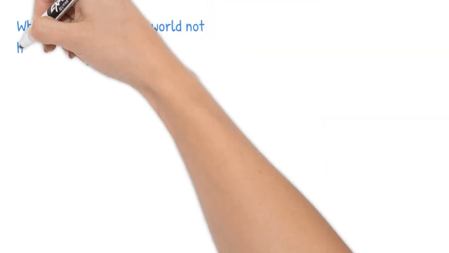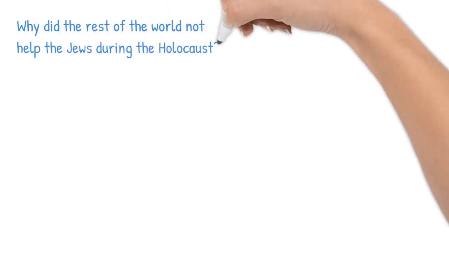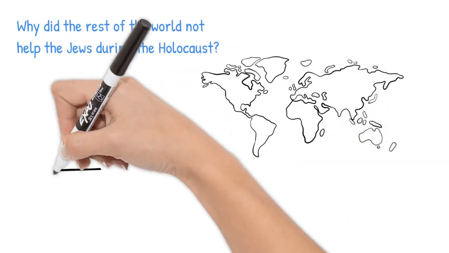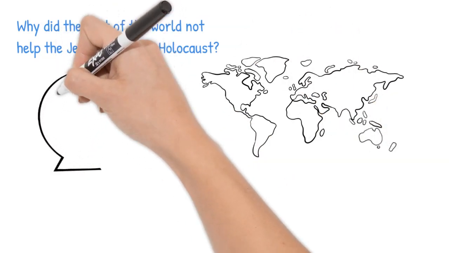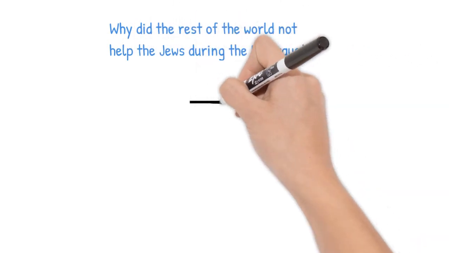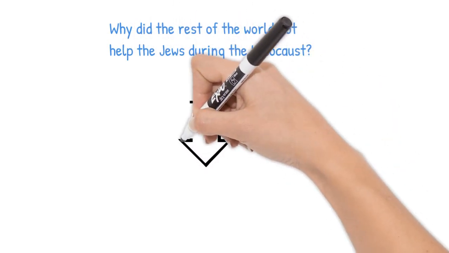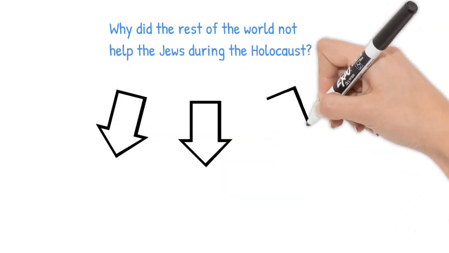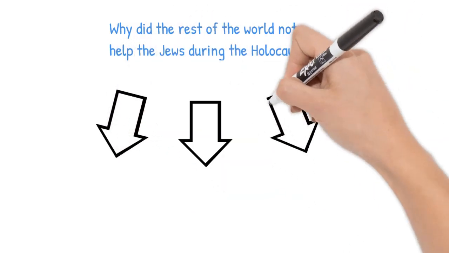So why did the rest of the world not help the Jews during the Holocaust? So we have to start somewhere. So what other countries could have helped them? And before we do that, we need to know what was going on in other countries. So let's stick to the Allies here. We won't include the Soviet Union because they actually made an agreement with Hitler near the beginning of the war in Europe. So then we have France, England, and the United States.